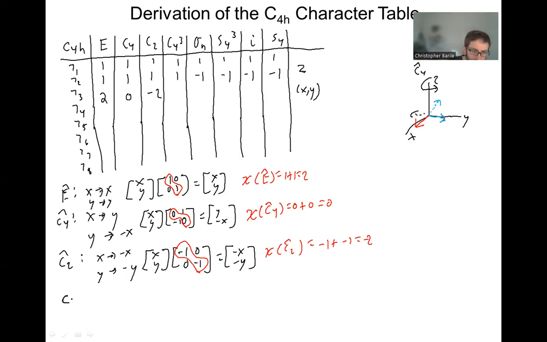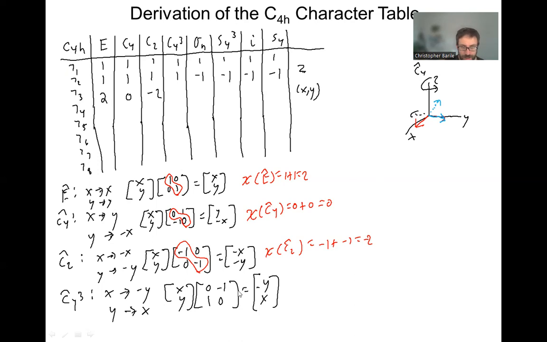And then we can do a C4 three times. It's our next one. x here is going to spin all the way around to negative y. And y is actually going to spin all the way around to x. So here we get off diagonal elements. 1, 0. And we take the trace of the matrix. We get that the character chi of C4(3) equals 0 plus 0, which equals 0. So we can put a 0 here.